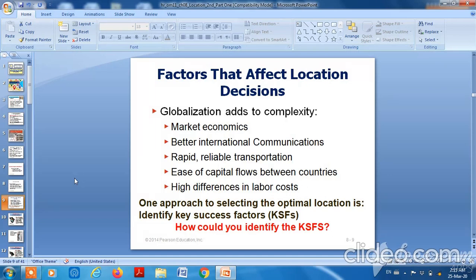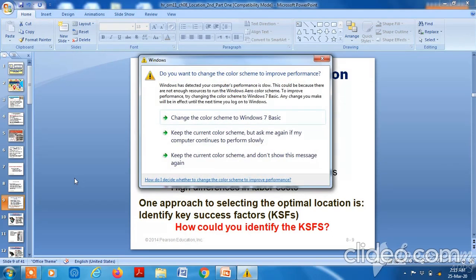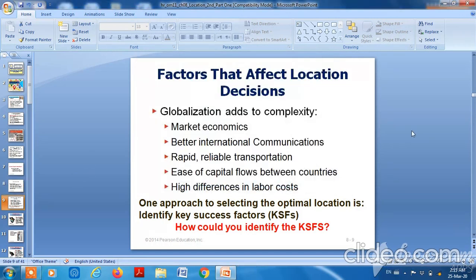There is one approach to selecting the optimal location, and it is called identifying key success factors. The abbreviation is KSFs. So, how could you identify the key success factors?